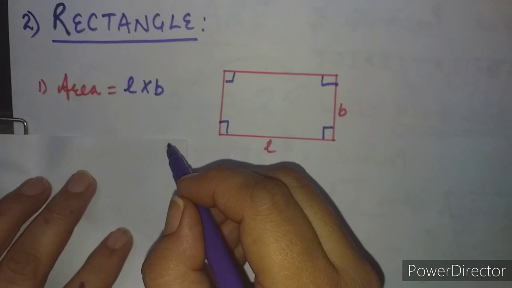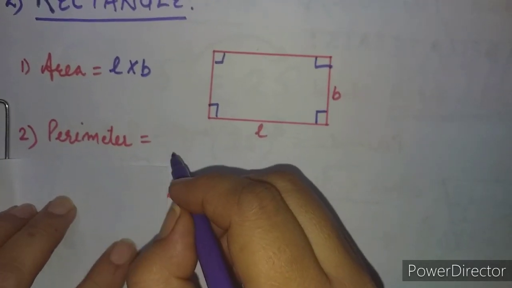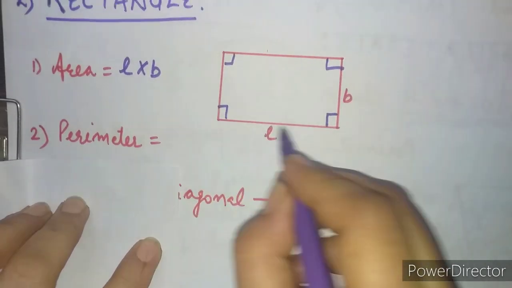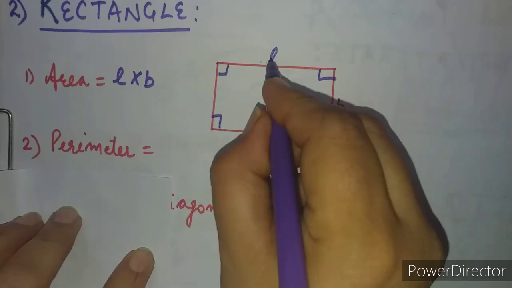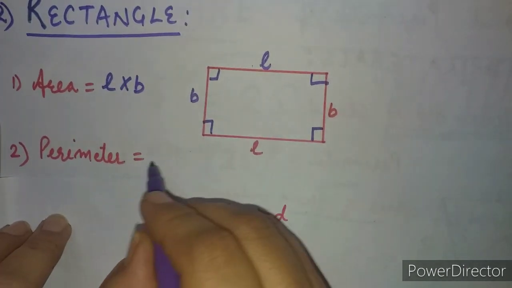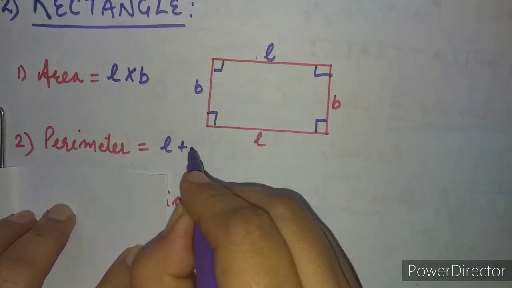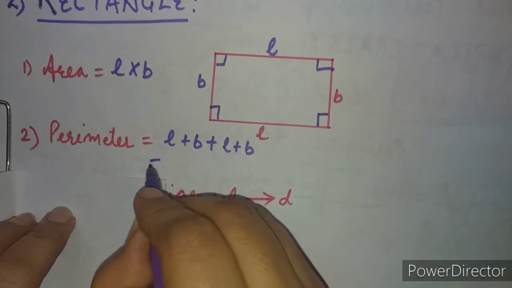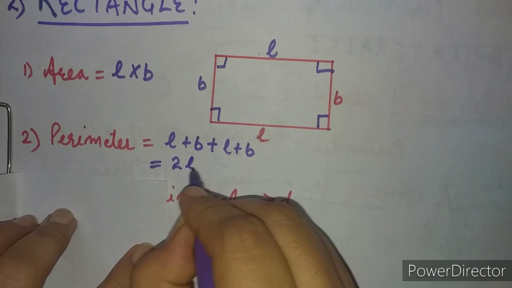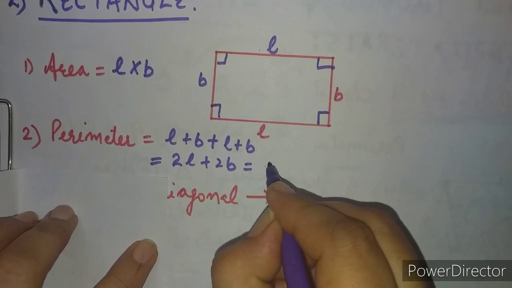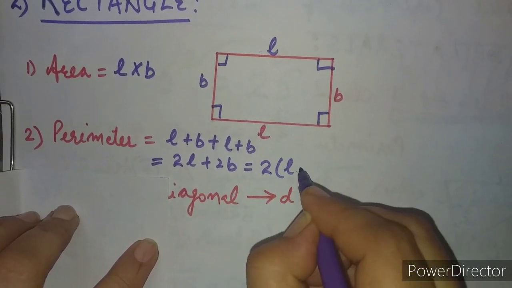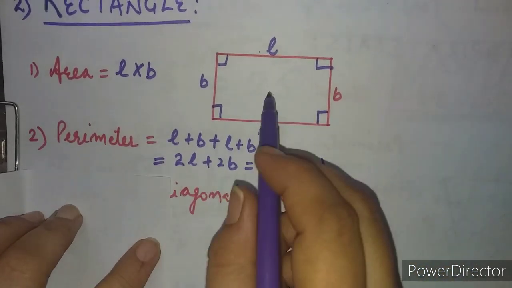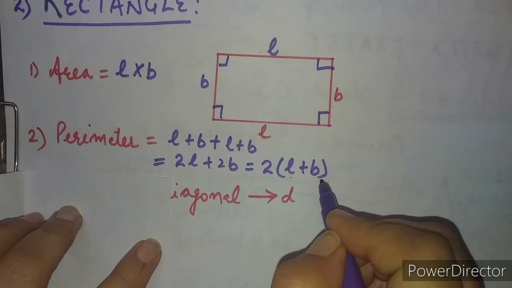Then comes its perimeter. Perimeter, you know, is the sum of the lengths of the boundaries only. This is its first length, then breadth, then this is its another length, and this is its breadth. So if I add all of them, I will simply get L plus B plus L plus B only. So what will it add up to? 2L plus 2B. Okay, and taking 2 common, I will get 2 into length plus breadth. This also is not a new formula for you. So the perimeter of a rectangle is 2 into length plus breadth.